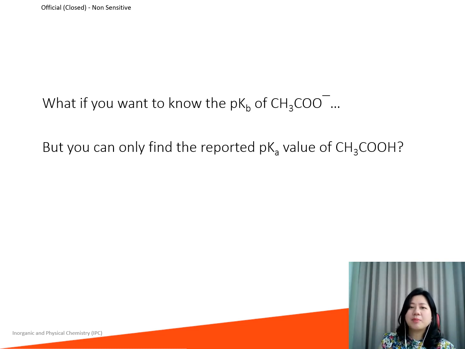If you search for pKa and pKb values for weak acids and bases, sometimes you will find that only one of the values is reported. For example, what if you want to know the pKb of the ethanoate ion CH3COO-? But when you search for information, you can only find the reported pKa value of ethanoic acid CH3COOH.